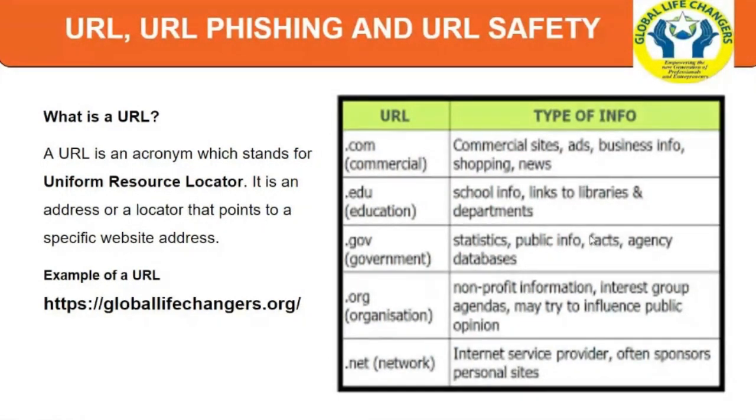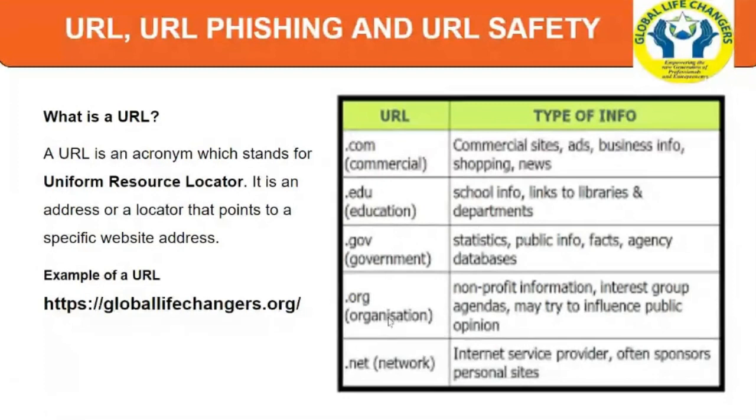And then we have .gov. .gov is for government. So if you have taken notice of all the websites that we've been interacting with that belong to the government, you see gov there. For instance, using NTC as an example, you see ntc.gov.gh. You can check it later on when you are visiting the NTC website. So you find statistics, public info, facts, and agency databases there.